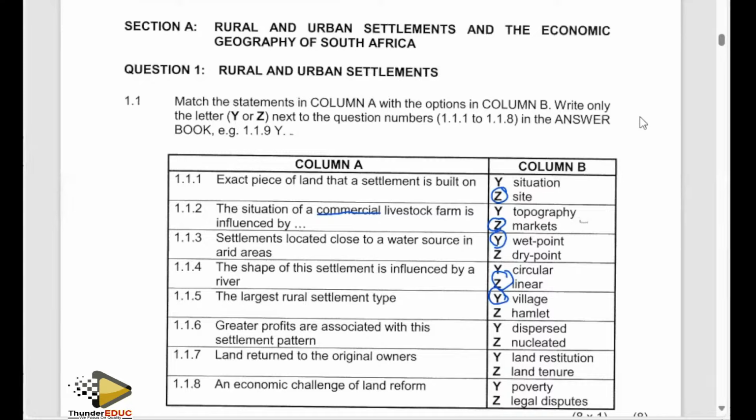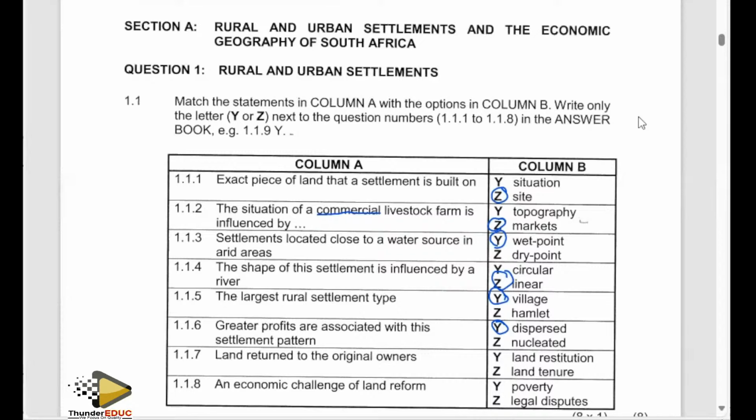Greater profits are associated with this settlement pattern. We are looking at profits here. Which one gets more profits? We are looking at a dispersed and a nucleated. With a dispersed, the farmer is located away from others on his or her own piece of land, doing production on his or her own land. With nucleated, usually the farmers are settled in a cluster and they share pieces of land for farming. So the one most likely to reap more profits is the dispersed one, where the farmer does farming on his or her own piece of land away from the next farmer.